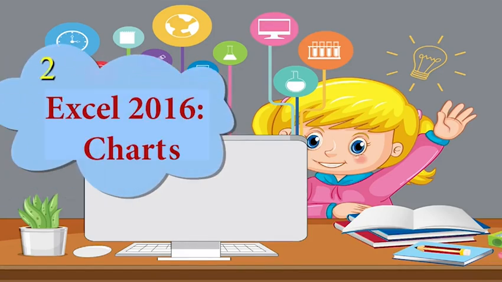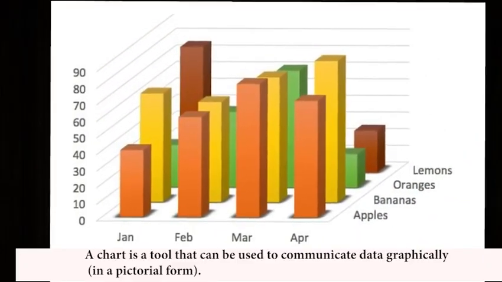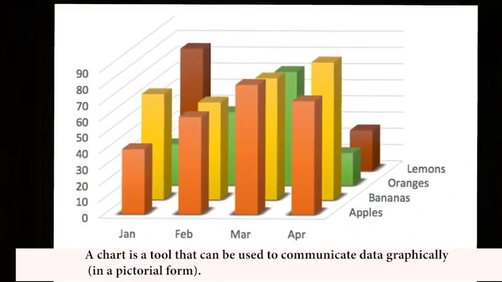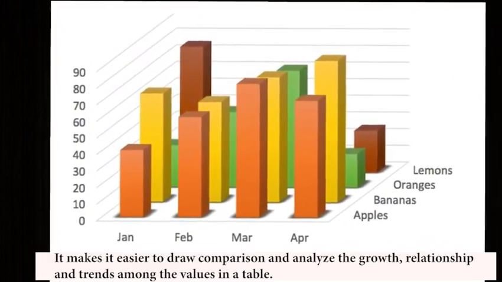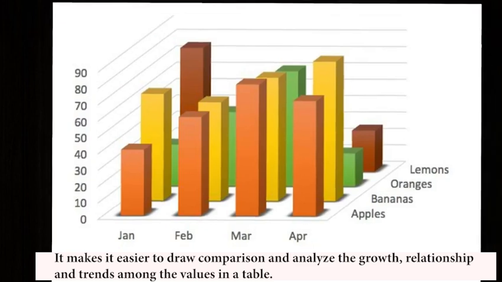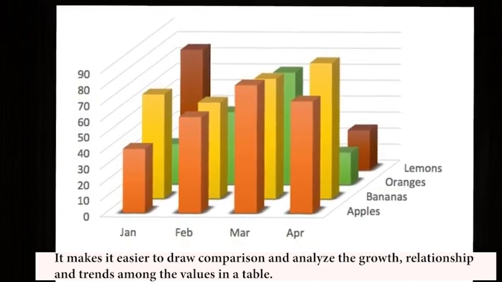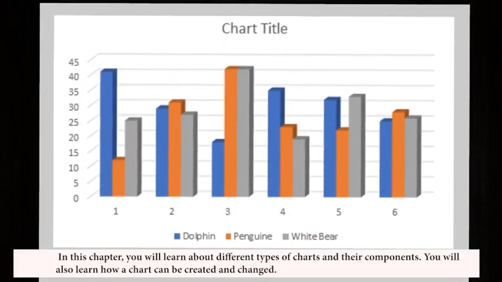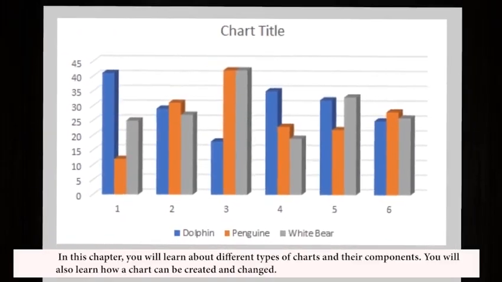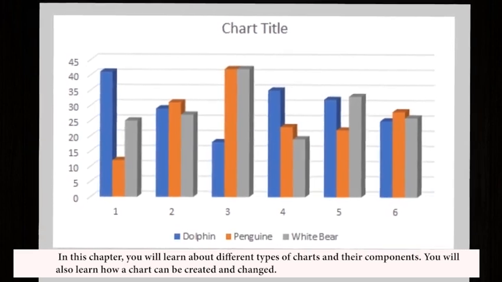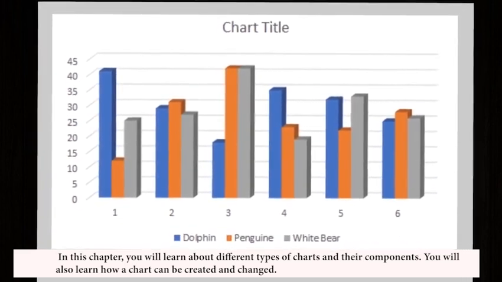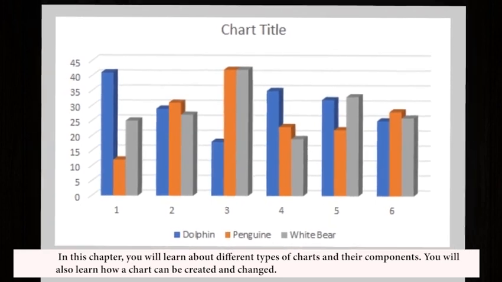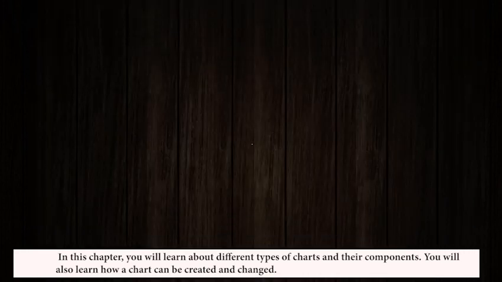Chapter 2, Excel 2016 Charts. A chart is a tool that can be used to communicate data graphically in a pictorial form. It makes it easier to draw comparison and analyze the growth, relationship and trends among the values in a table. In this chapter, you will learn about different types of charts and their components. You will also learn how a chart can be created and changed.